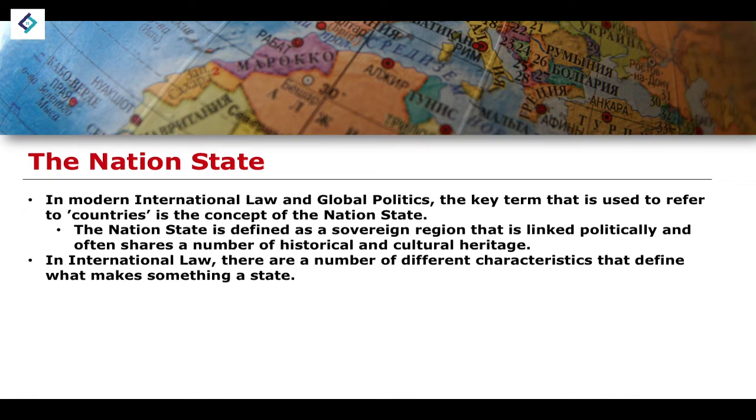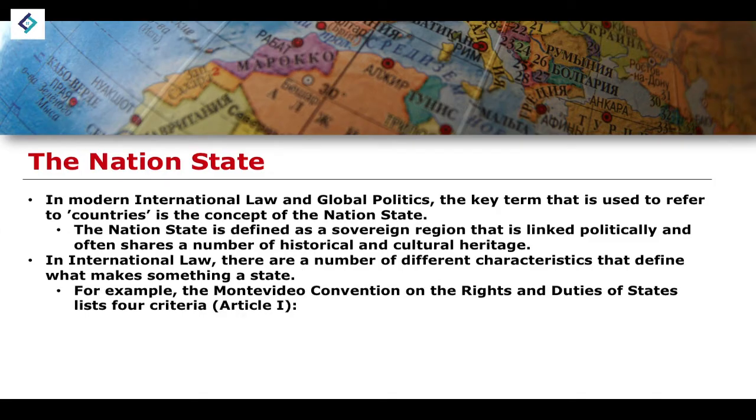And in international law, when talking about what actually defines a state, there are a number of different characteristics that we can look at to come to the conclusion as to what actually makes something a state, what makes something a nation state. An example of this is the Montevideo Convention on the Rights and Duties of States. They list 4 criteria in Article 1 of this convention. Now, a convention is just another word for a treaty.